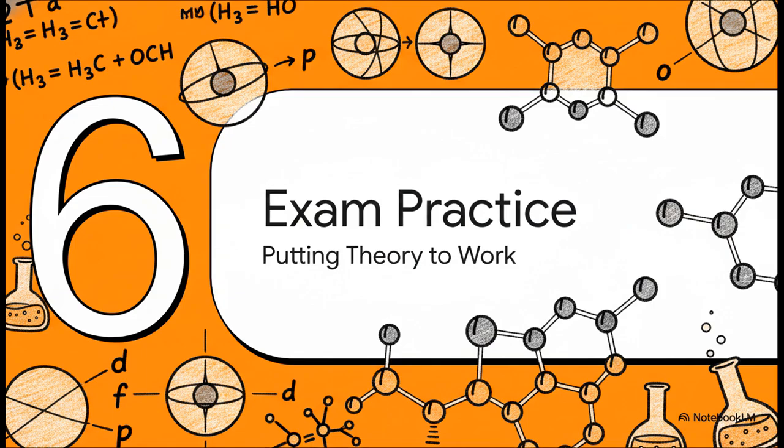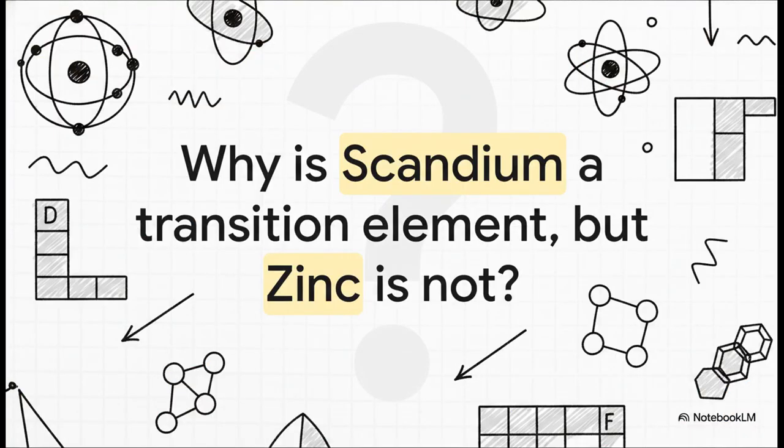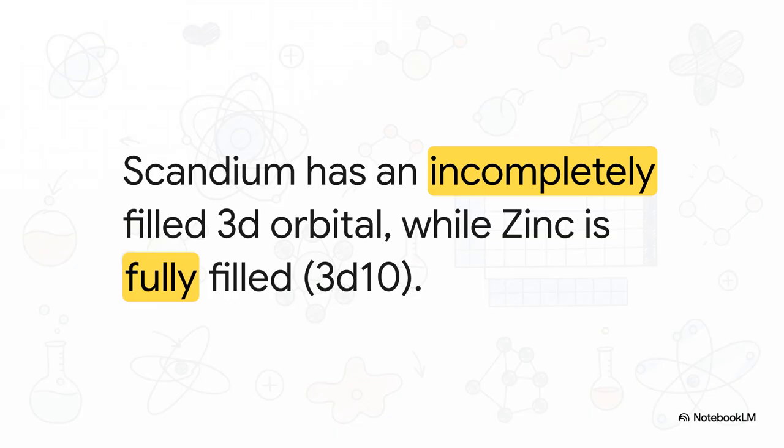Finally, Section 6, exam practice and our checklist. Let's pull all this theory together with a classic textbook example. On what grounds can you say scandium is a transition element, but zinc is not? If you see this exact question on your exam, and honestly, you probably will, how do you secure full marks based on what we've just covered? Well, the answer is just citing that strict IUPAC definition.